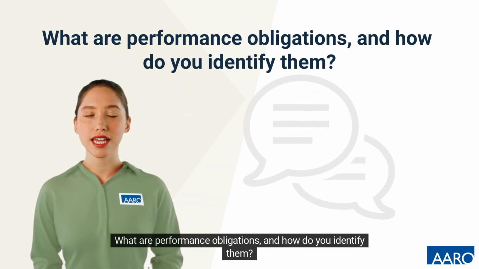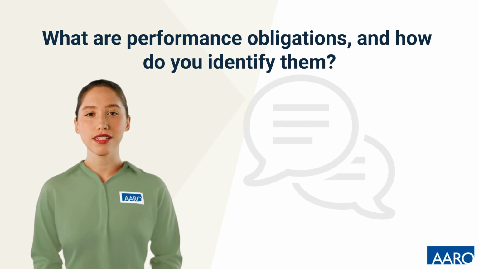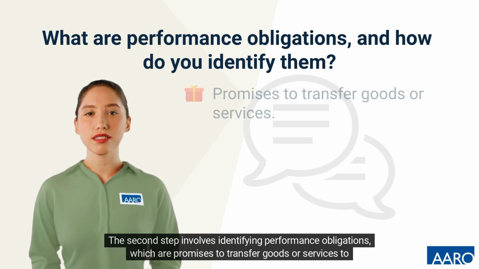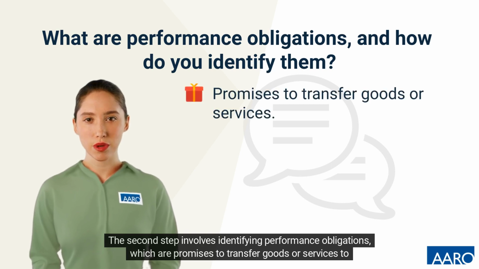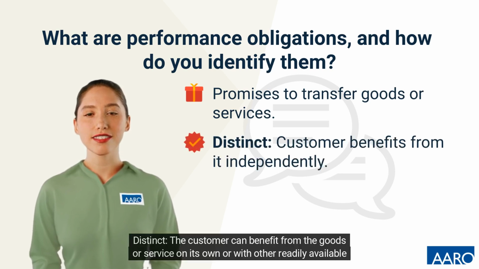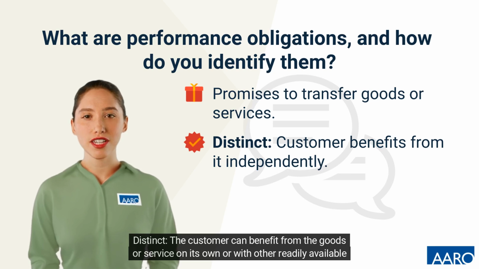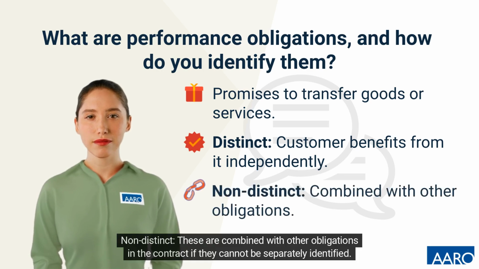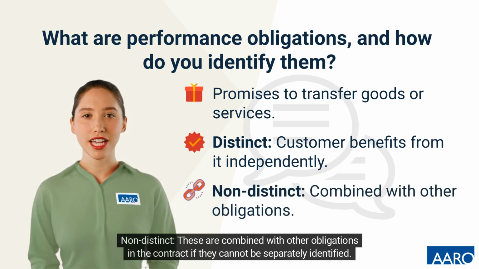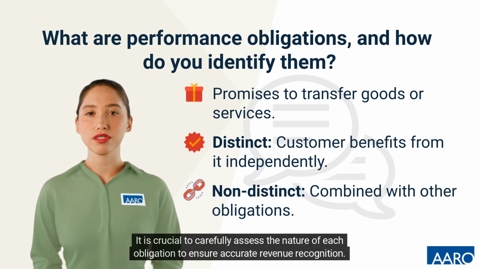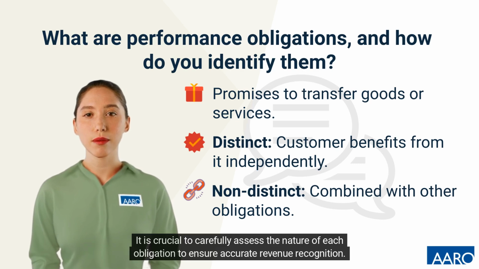What are performance obligations, and how do you identify them? The second step involves identifying performance obligations, which are promises to transfer goods or services to a customer. These obligations can be distinct: the customer can benefit from the goods or service on its own or with other readily available resources. Non-distinct: these are combined with other obligations in the contract if they cannot be separately identified. It is crucial to carefully assess the nature of each obligation to ensure accurate revenue recognition.